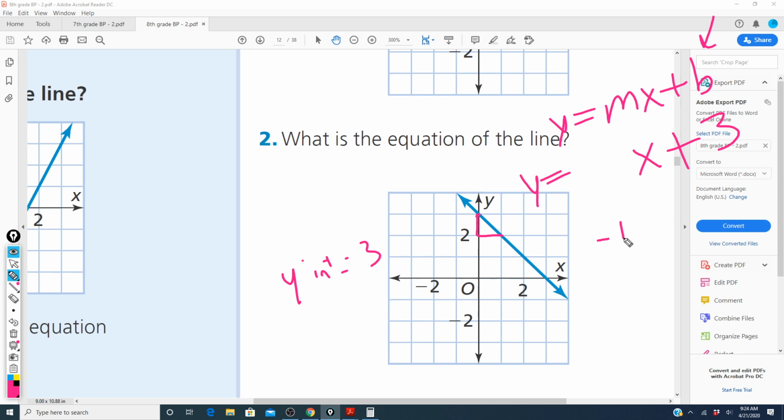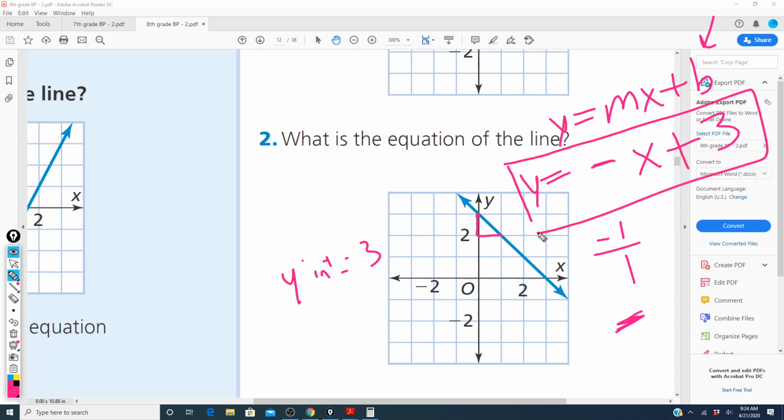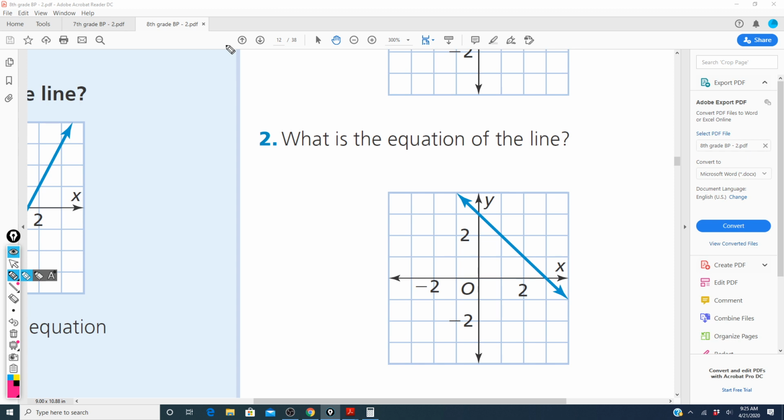Let me make sure I got the right thing. Yeah, -1 over positive 1. A negative divided by a positive is a negative. So simply put, y equals -x plus 3. I get rid of the 1 because technically this is -1x. In this instance, the slope is down 1 and then to the right 1.